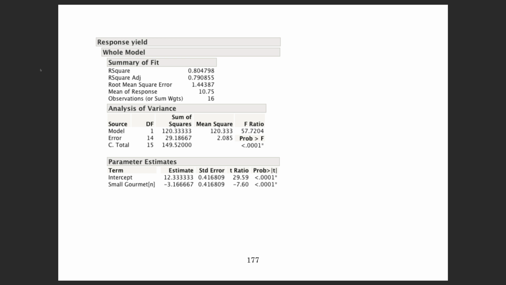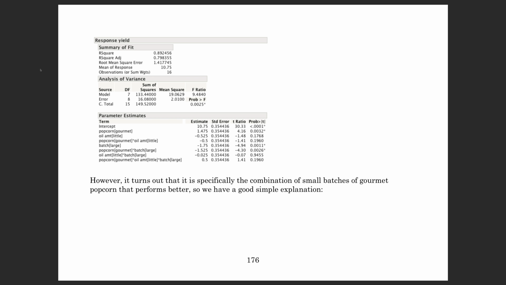Let me just go back for a minute to show you. In the original large model here, we have 7 degrees of freedom in our model. This is a relatively complex model. The overall R squared was 89% and the adjusted R squared was about 80%. So that's how good our complex model with all 7 terms was.